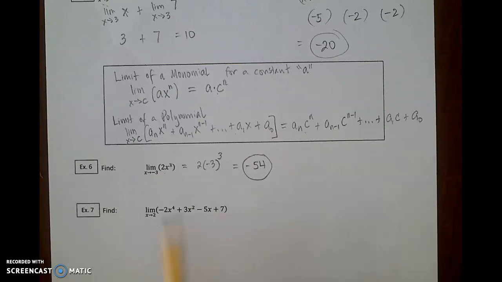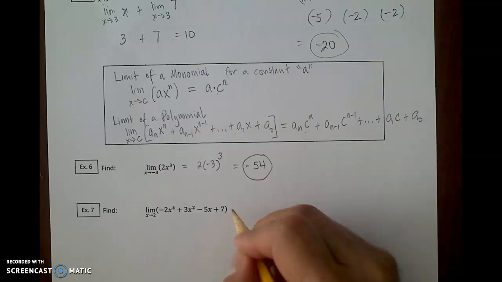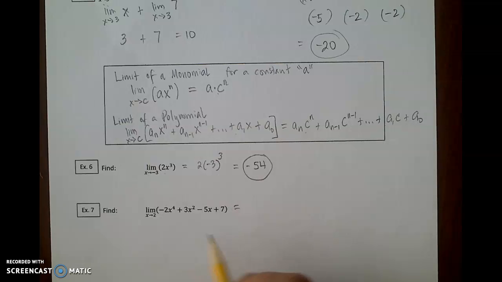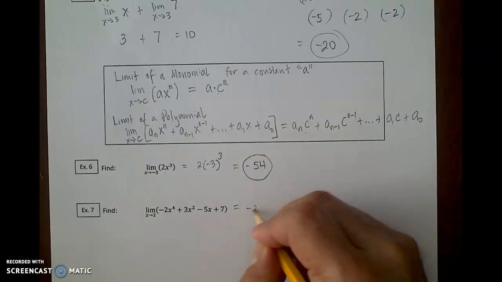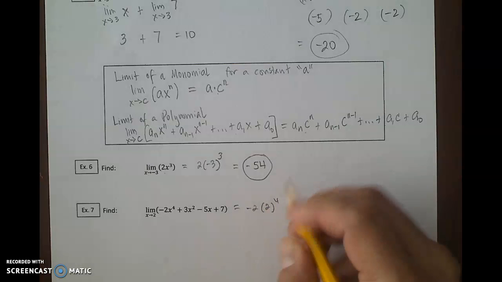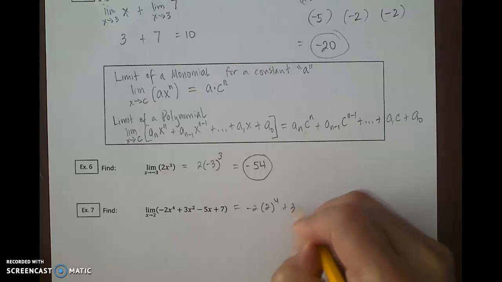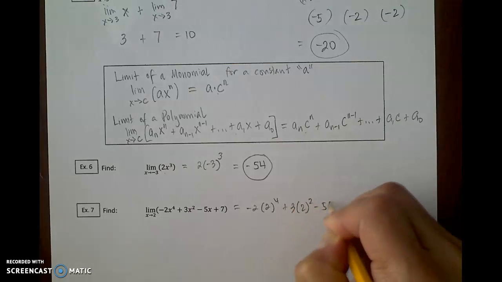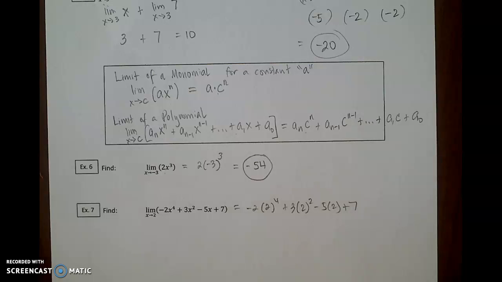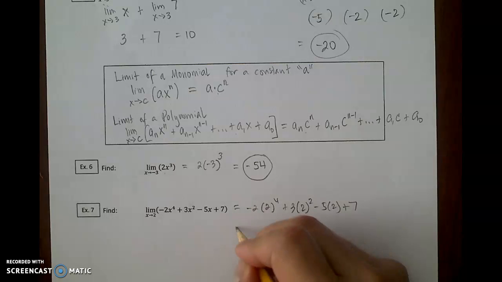The next, we're trying to find the limit of this function as x approaches 2. We notice that our function is a polynomial. And again, according to this property, to find the limit of this function, which is defined by a polynomial, all we have to do is plug 2 in for x. And then evaluate.